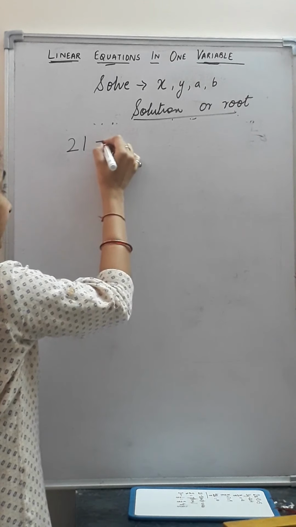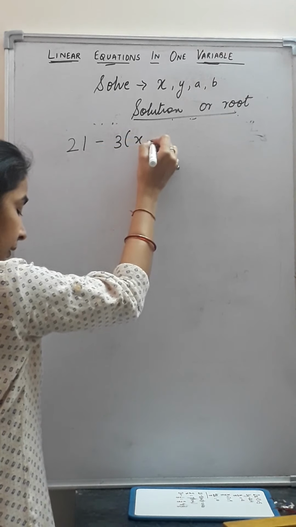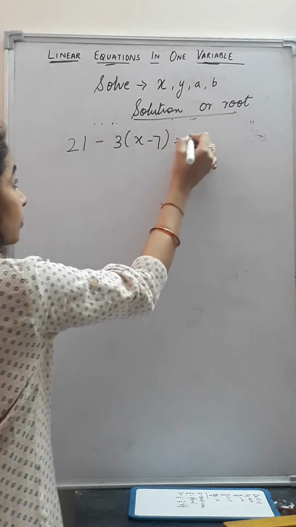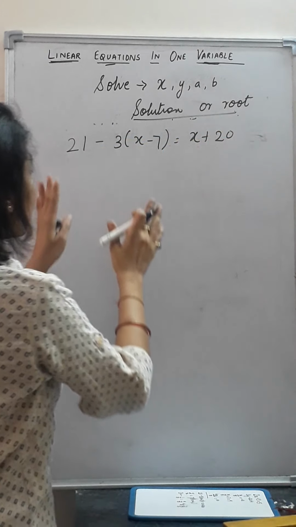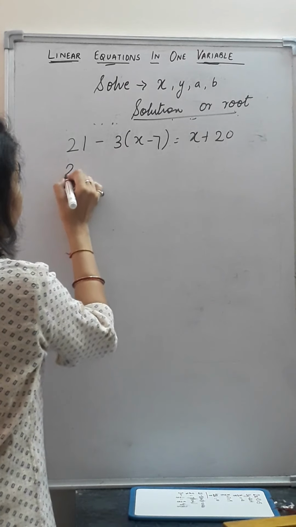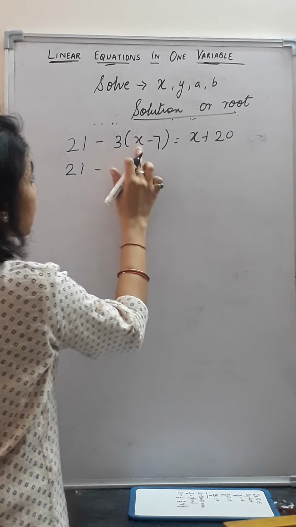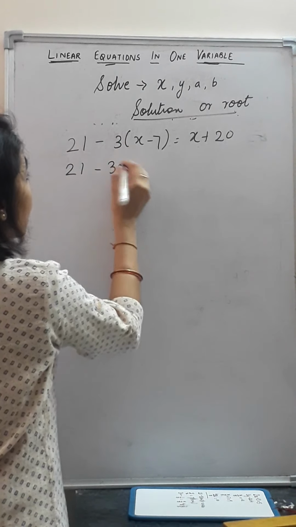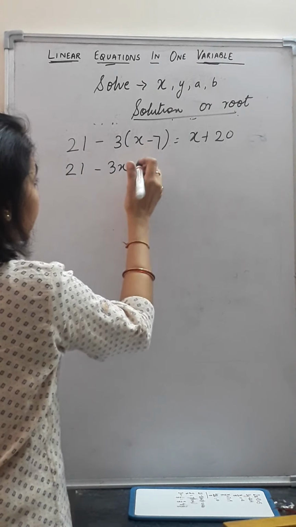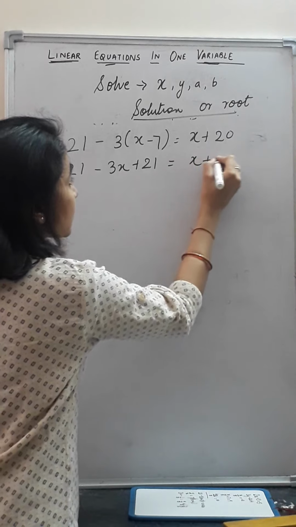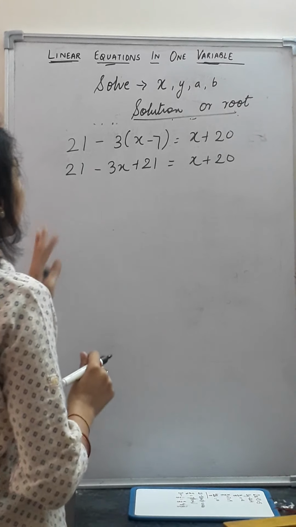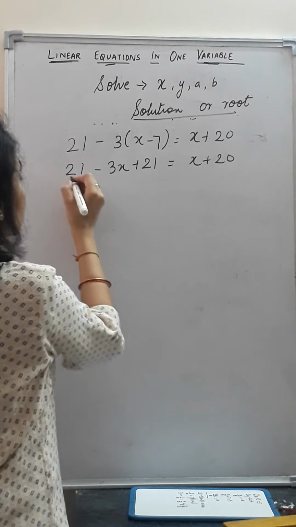21 minus 3(x minus 7) is equal to x plus 20. First we will solve this bracket. 21 minus 3 into x is minus 3x, and minus 3 into minus 7 gives us positive 21, is equal to x plus 20. Now 21 and 21, these two are like terms.